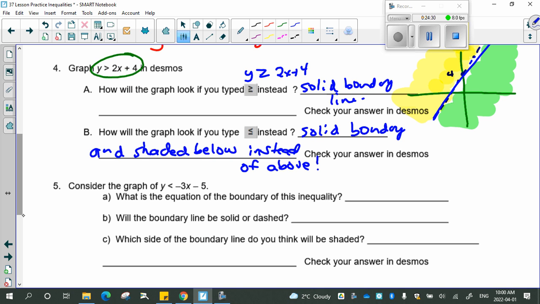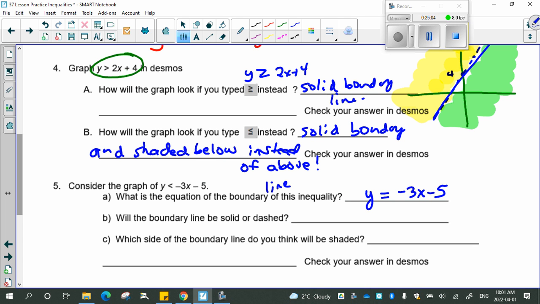Okay, consider the graph of y is less than -3x minus 5. What is the equation of the boundary line of this inequality? We're just talking about the boundary line. What would its equation be? y equals -3x minus 5. Okay, that would be the boundary line if you were drawing it yourself.